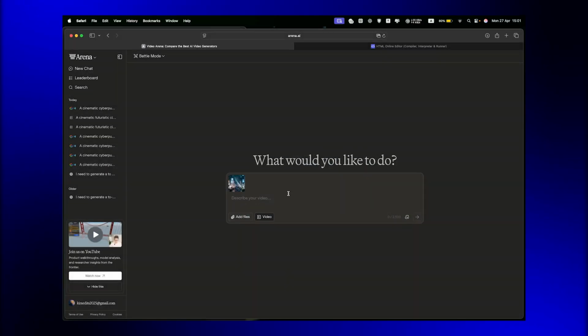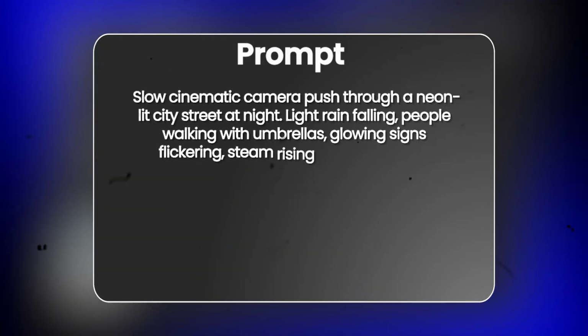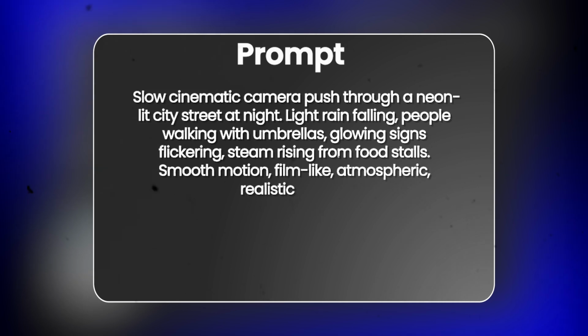Next is image to video. Now drag and drop your image directly. Add a prompt describing the motion or action you want and send it. So we'll take the image we generated earlier and add this: slow cinematic camera push through a neon-lit city street at night. Light rain falling, people walking with umbrellas, glowing signs flickering, steam rising from food stalls. Smooth motion, film-like, atmospheric, realistic lighting.